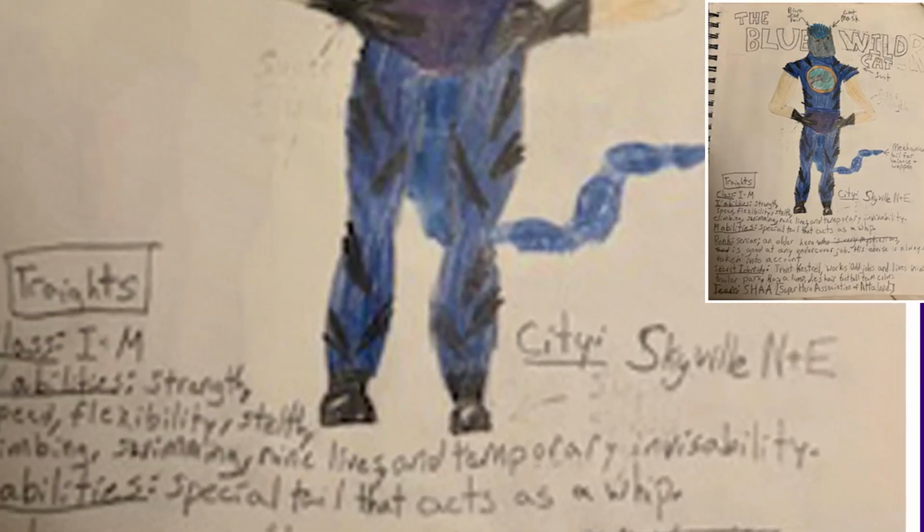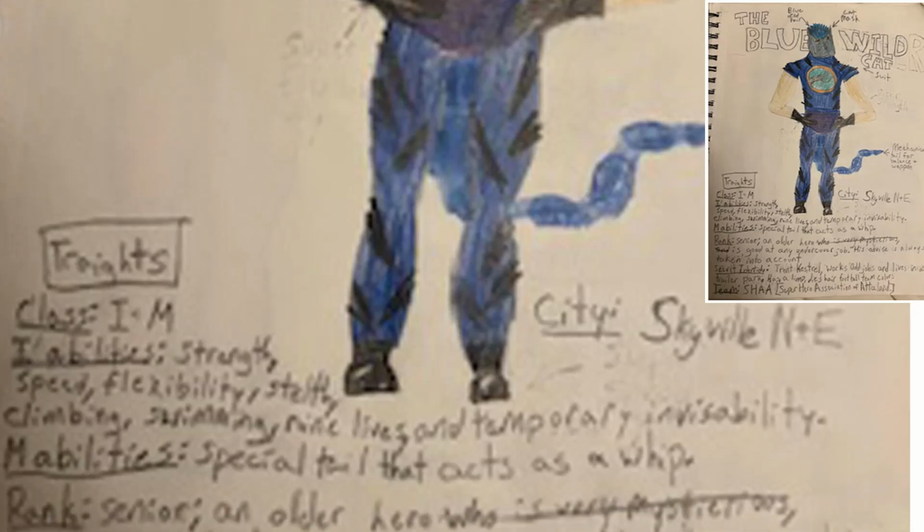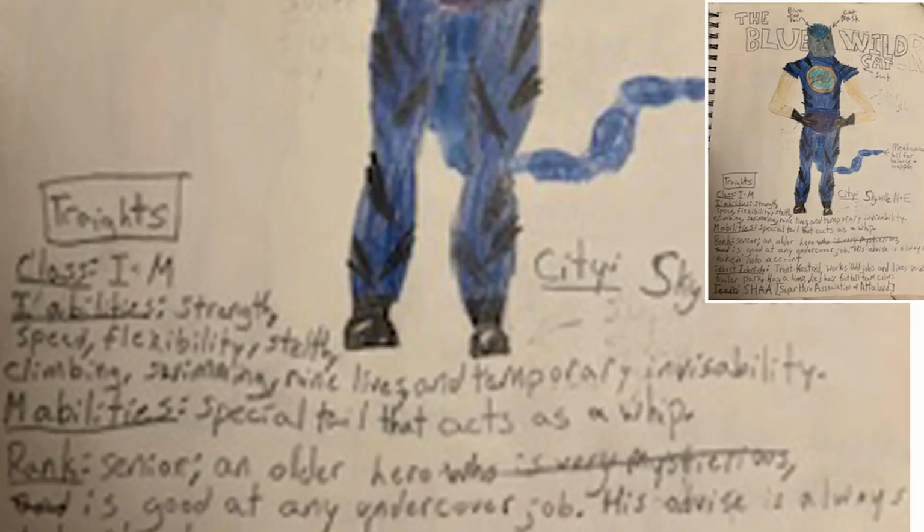Back to the powers. I abilities: strength, speed, flexibility, stealth, climbing, swimming, nine lives, and temporary invisibility. M abilities: special tail that acts as a whip. I didn't read through this very thoroughly before my redesign, and could match this with the secondary use of the tail, which is as a cane, and so the redesigned tail shocks people, which will make more sense when you see it.